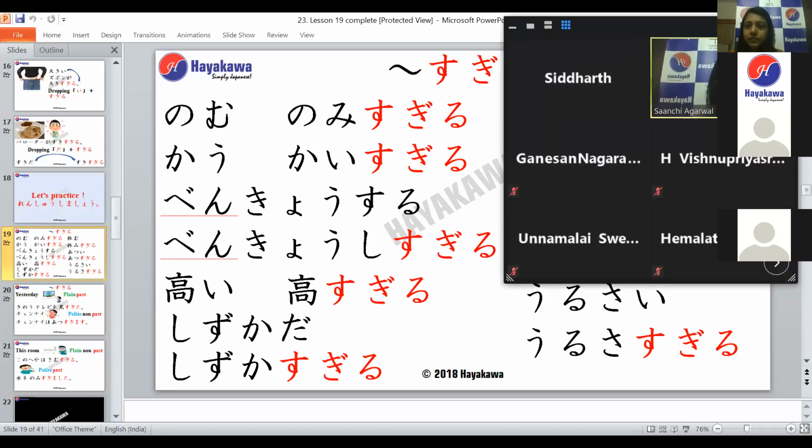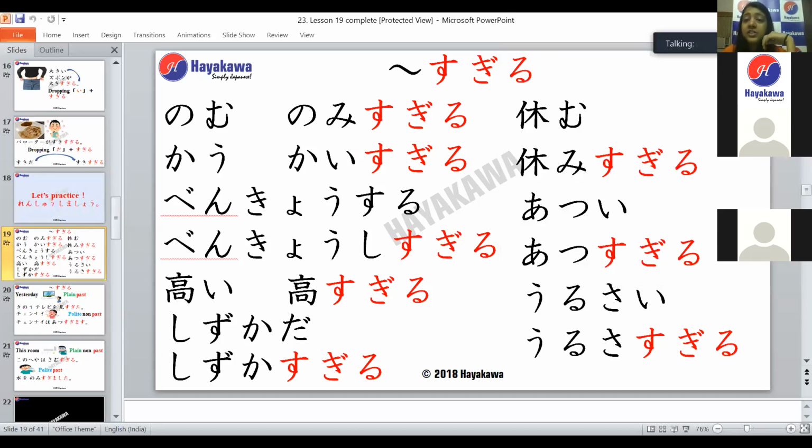Vishnupriya-san? Hi, Sensei. I got atsui. So with sugiru, how will we say it? Atsu sugiru. Very good, Vishnupriya-san. Arigato gozaimasu. So the next kyoshi is urusai, which means noisy, right? Hemalata-san, can you try doing this for me?